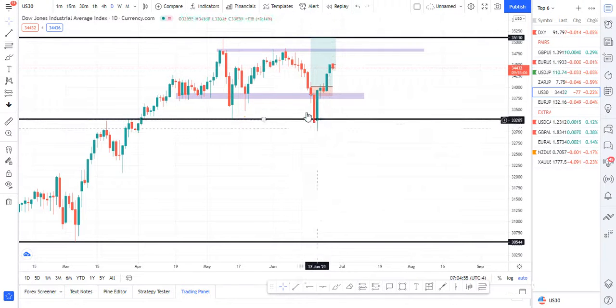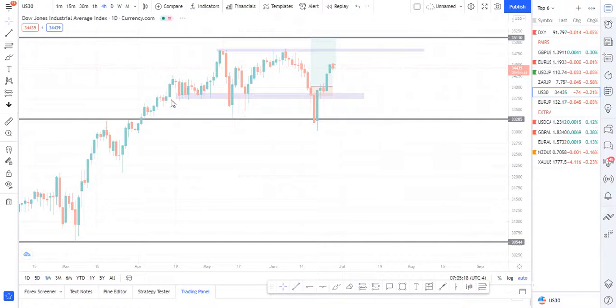So when this happened here, this rejection and this tweezer top, tweezer bottom, we were able to gain the confidence and know that, okay, now we're going to the upside as it reacted perfectly on this area, right? This support level, 33,285, right? And go to the 4.